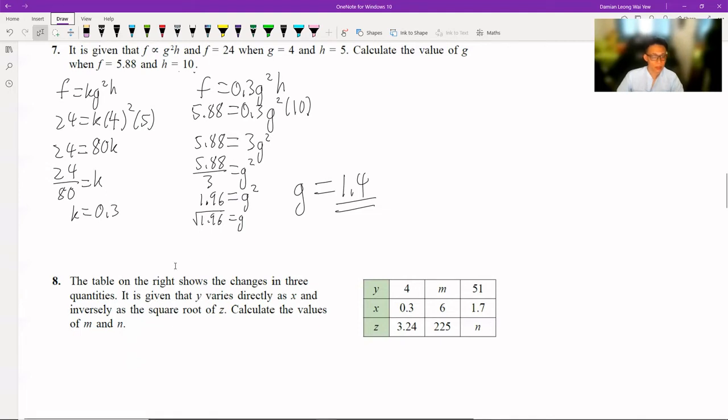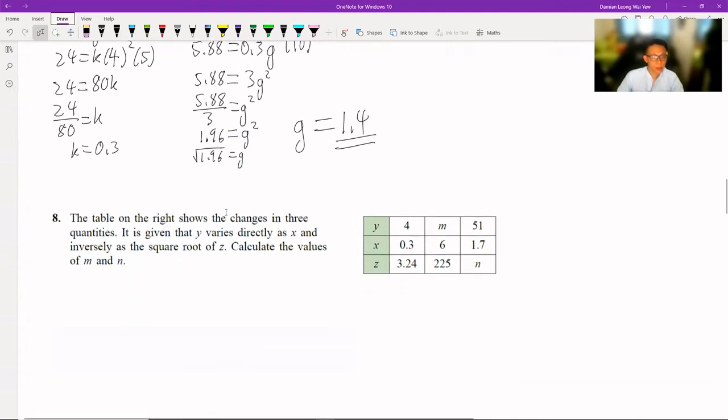Then question 8. The table on the right shows the changes in 3 quantities. It is given that y varies directly as x and inversely as square root of z. Okay, so try to write out the equation first. Y varies directly as x means equals k times x, and inversely means over square root of z. That's the equation.